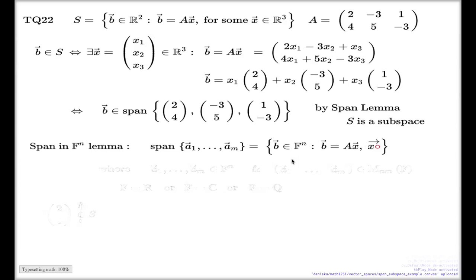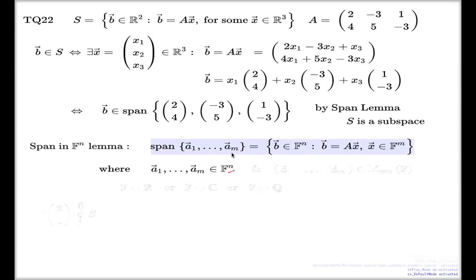can be alternatively described as the collection of all vectors b which are the result of multiplication of the vector x from Fm by a fixed matrix A, where, look what the A matrix is, where a1 through am are elements of Fn. Be careful with the usage of the indices here, N and M. And the A matrix is the matrix which is composed out of these vectors as columns.